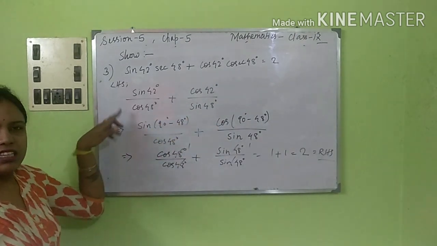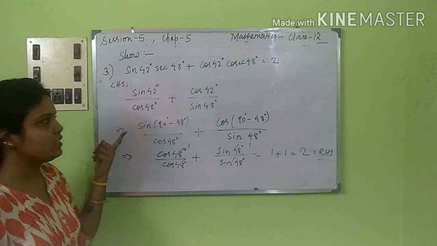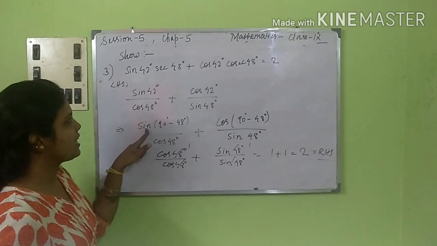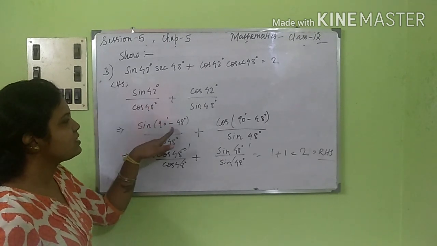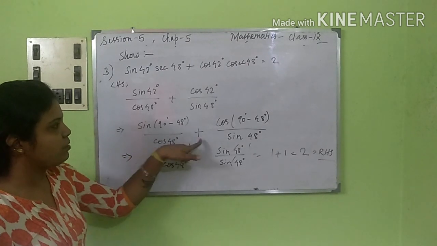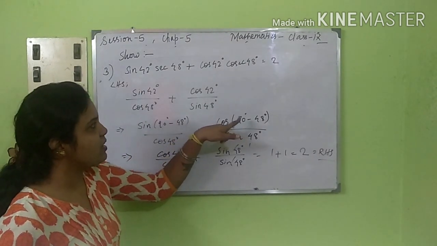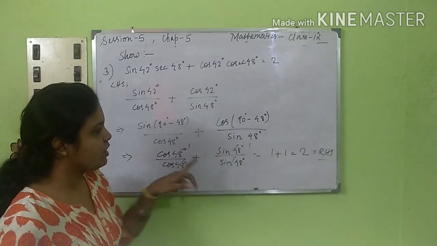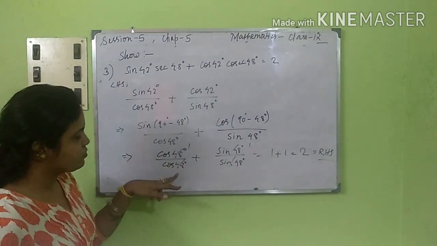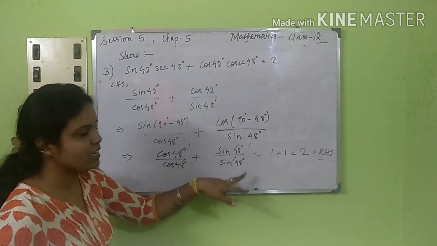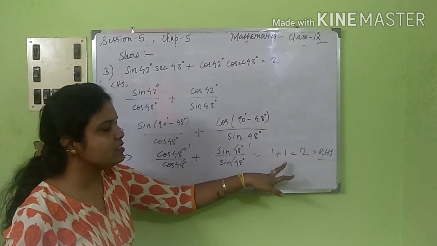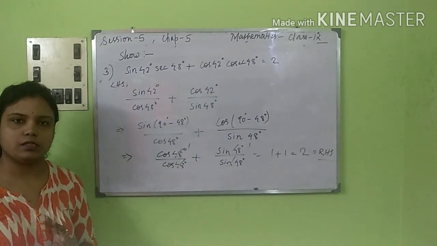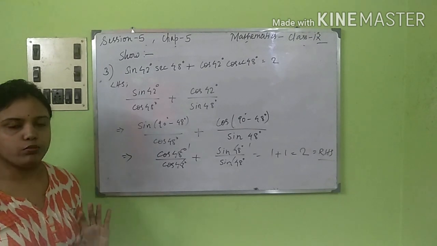Now next, this we have already done before in the first example, that you can change either of these two. So I'm changing only the first one, the sin in the numerator. Sin 42 means sin of 90 minus 48 divided by cos 48, plus again changing this, cos 42 is cos of 90 minus 48, divided by sin 48. So you're getting cos 48 by cos 48, you can cancel it, plus sin 48 by sin 48, you can again cancel it. Cancelling these, we are getting 1 plus 1, that is equal to 2, which was the desired answer. Okay, so we have proved it.